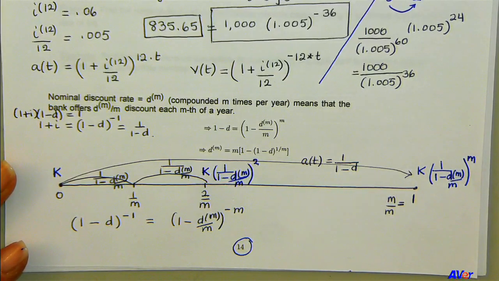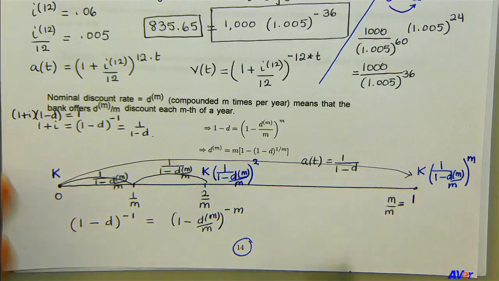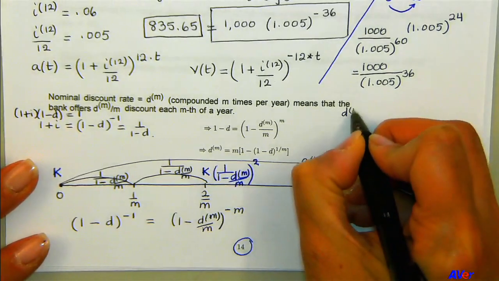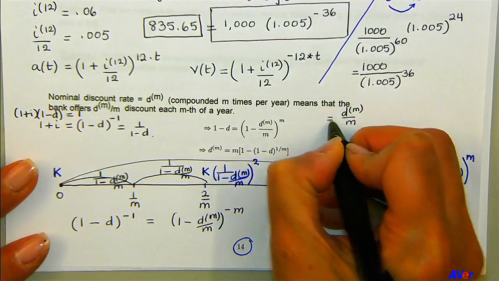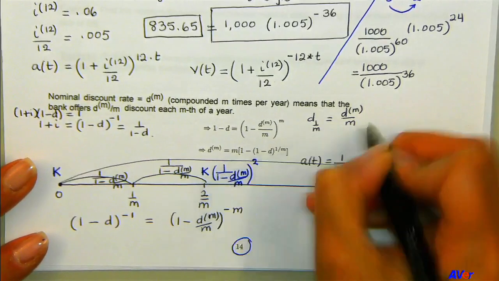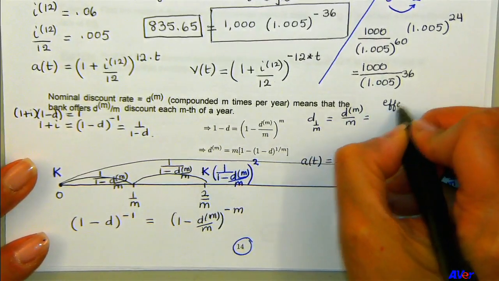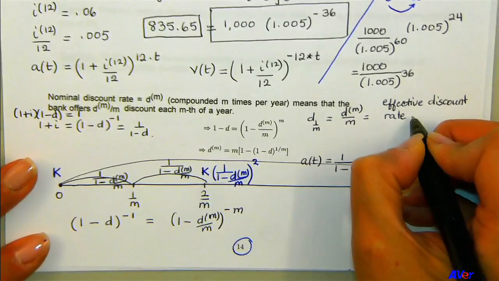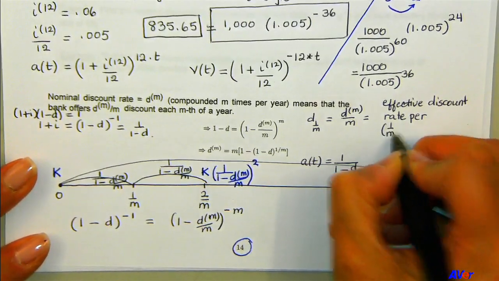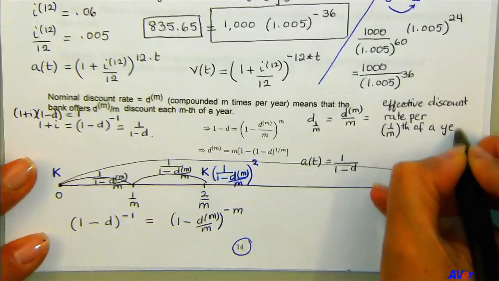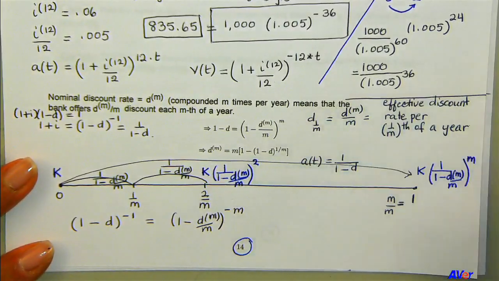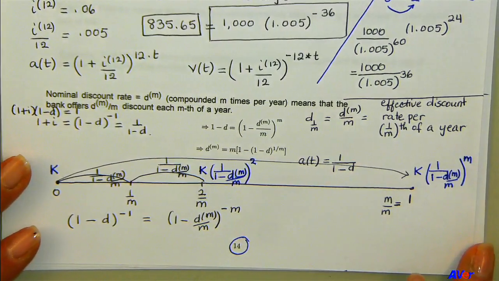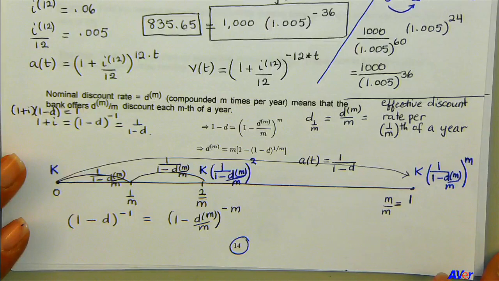Does this make sense to you or no? So I want to somewhere say that d^(m) over m is equal to d_(1/m), and this is equal to the effective discount rate per 1/m of a year. Any question?